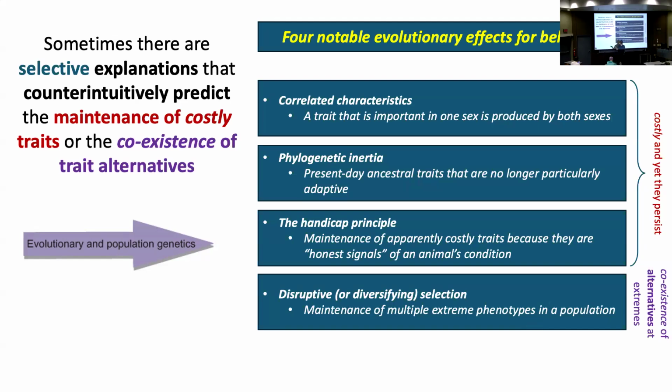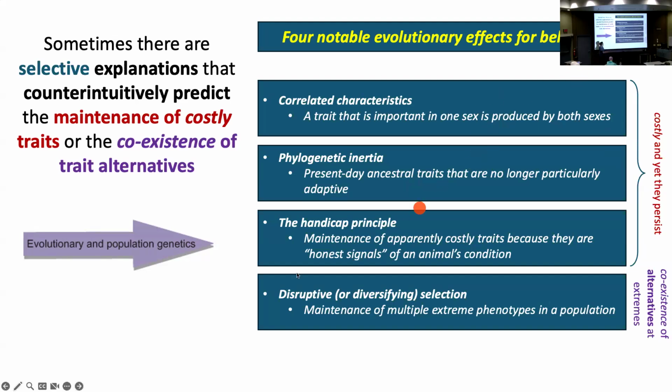What's going on there? You can say, well, maybe just bad luck, genetic drift. The costly trait happened to just have an advantage and you haven't had an infusion of the better traits. And so you're stuck with the costly one or whatever. Here we're talking about how selection would actually select for and maintain costly traits.